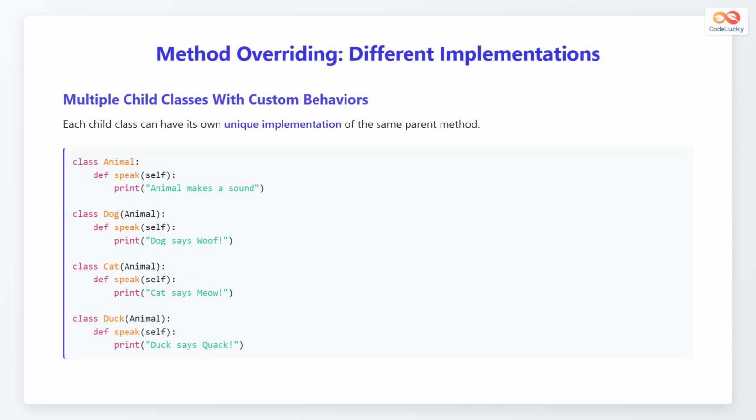Method overriding different implementations. Multiple child classes with custom behaviors. Each child class can have its own unique implementation of the same parent method. For example, the class Animal has the speak method, which prints "Animal makes a sound." The class Dog inherits from Animal and overrides the speak method to print "Dog says woof." Similarly, the class Cat inherits from Animal and overrides the speak method to print "Cat says meow." The class Duck inherits from Animal and overrides the speak method to print "Duck says quack."